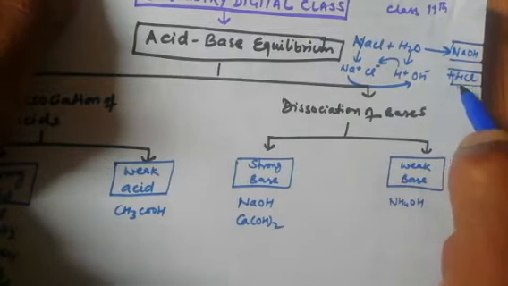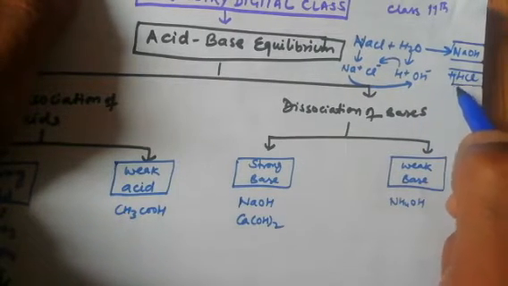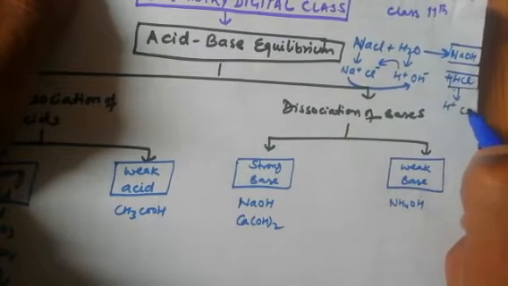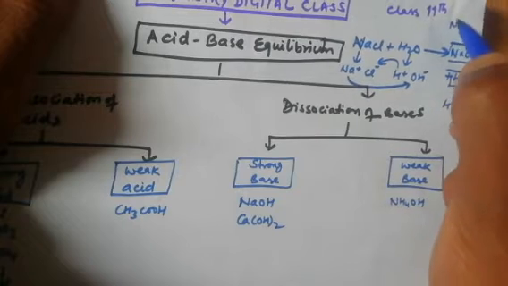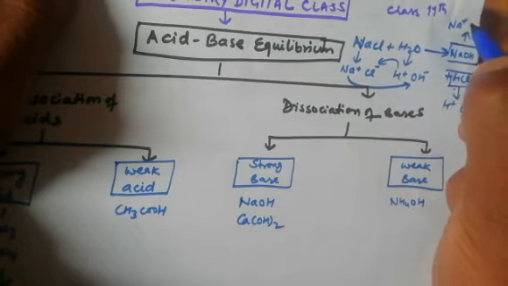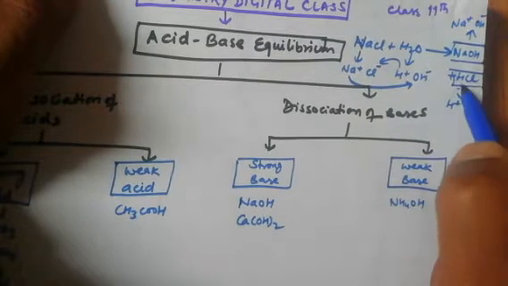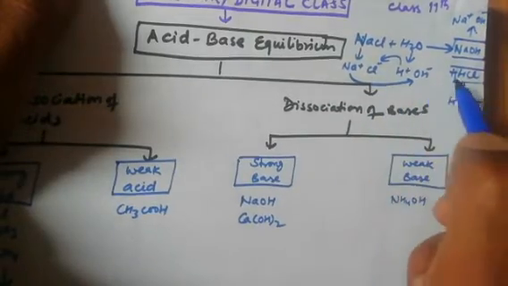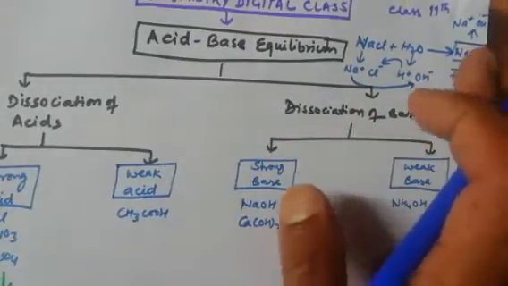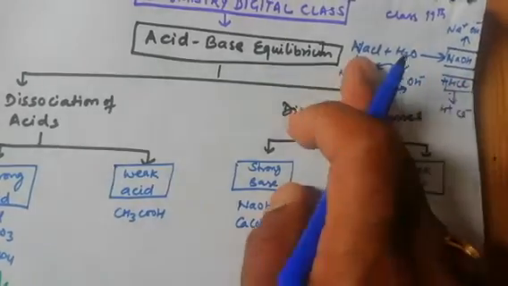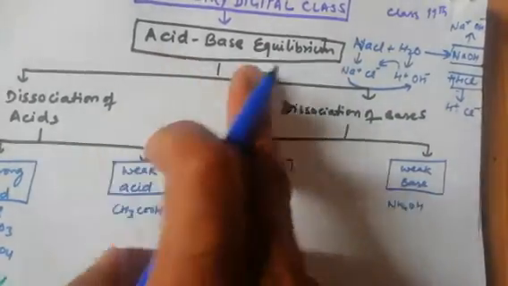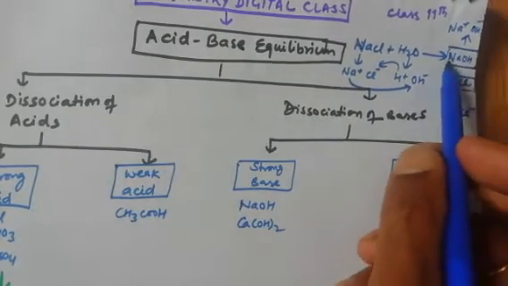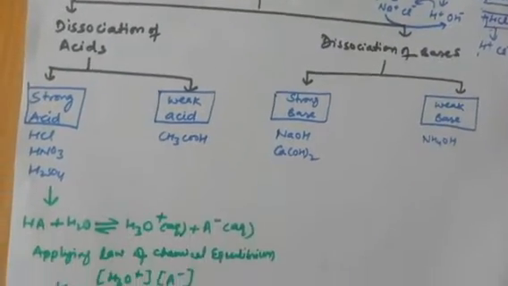When HCl dissociates, it dissociates into H+ and Cl-, and NaOH dissociates into Na+ and OH-, in which HCl is the acid producer and NaOH is the base producer. In that case, the rate of forward reaction is equal to the rate of backward reaction. That case is called acid-base equilibrium, and the dissociation of acid is this, and the dissociation of base is this. We are going to study that in detail.